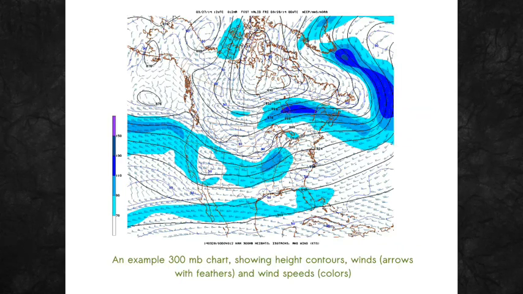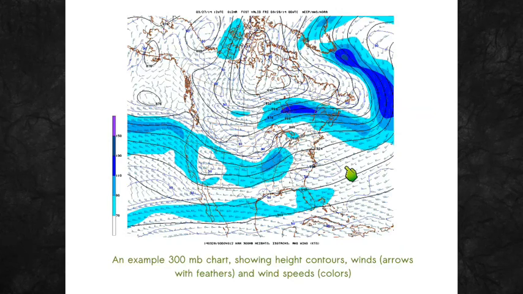Okay, here's an example. I'm showing a 300 millibar chart. So this is upper troposphere. And the black lines here are your height contours. And the blue color is the wind speed. So places that are darker blue have stronger winds. So it's going to be fast winds up here and then slower winds where it's white.